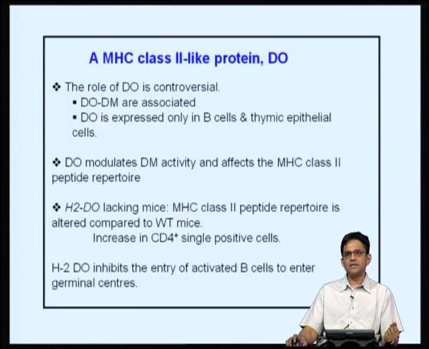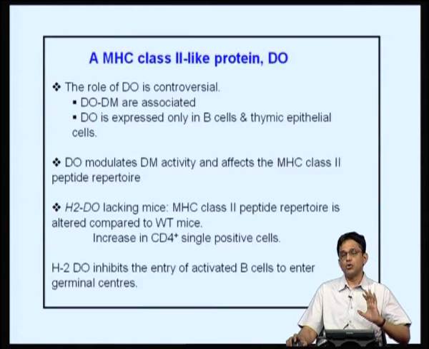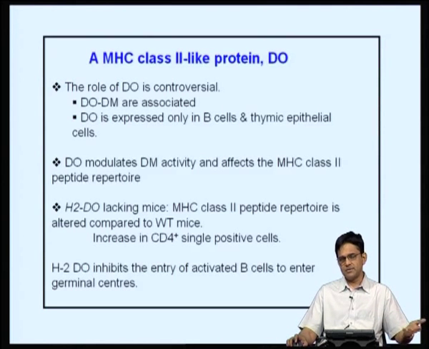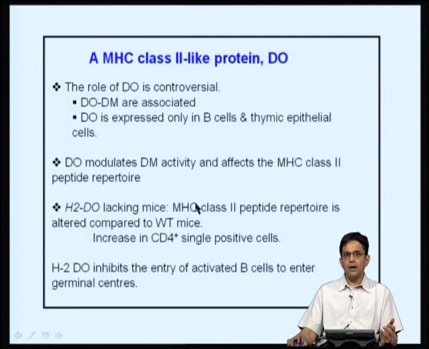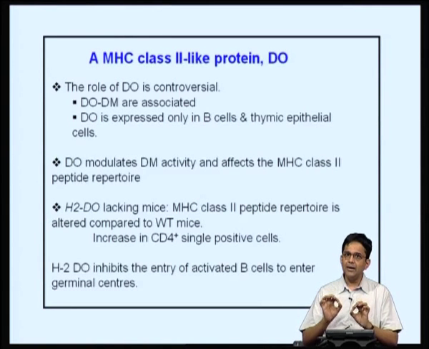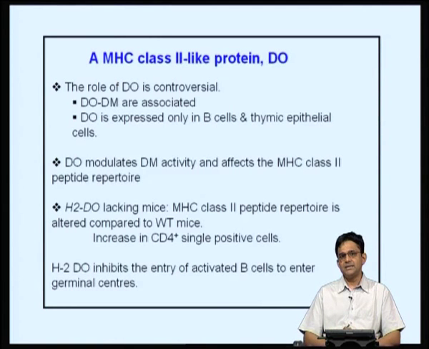But the problem with DO is that its expression level is found only in some type of cells. So, for DM action DO is not required because you have some cells where there is no DO and still the DM functions and MHC class 2 is expressed. But when DO is there, it modulates DM function. DO is expressed only in B cells and thymic epithelial cells. So, DO modulates DM activity and therefore affects the repertoire of peptides that bind to MHC class 2.